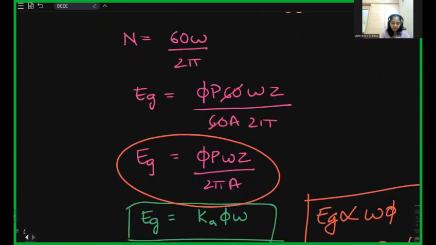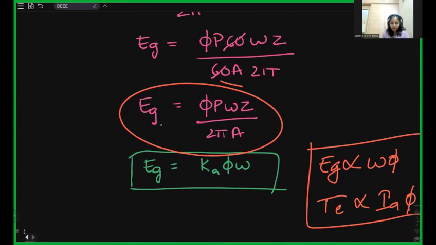And when we substitute N in the generated EMF formula, we get a formula which is similar to the torque equation. So this, phi P omega Z by 2 pi A, is the torque equation. In this, Z is constant, P and A are constant, 2 pi is constant. So this whole thing is a constant, and it can be written as Ka phi omega.